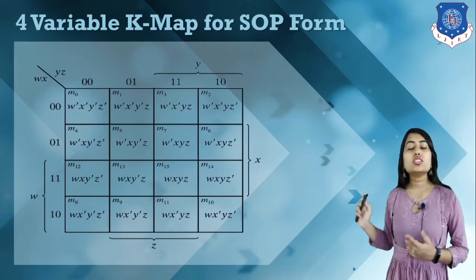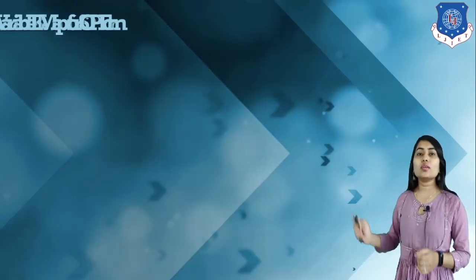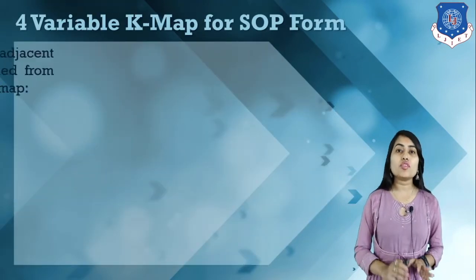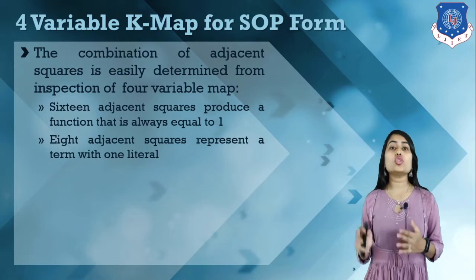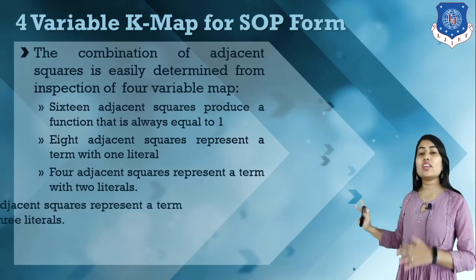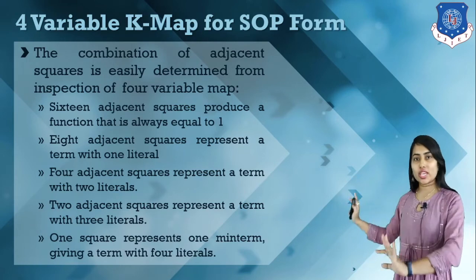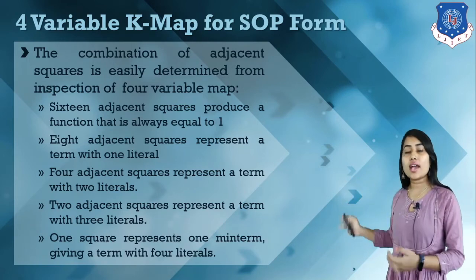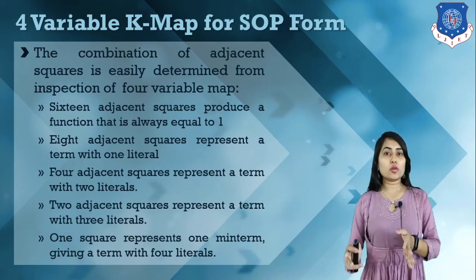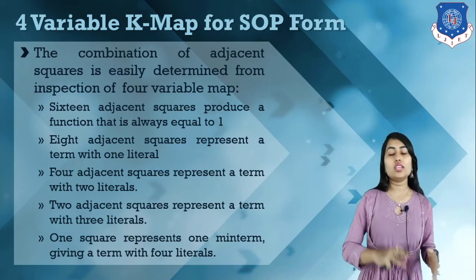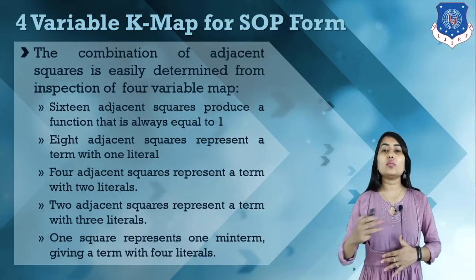Okay, so this is our 4 variable K map. In this 4 variable K map we can simplify our logical functions by combining the terms. It is necessary that first we try to make a group of 16. If it is not possible, then make a group of 8, then a group of 4, then a group of 2, and then a group of 1.